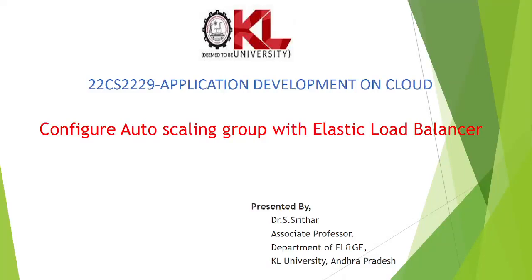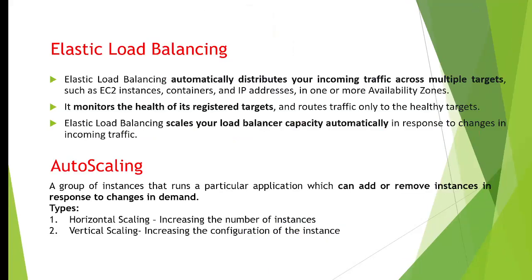Good evening. In this session, I'm going to show you how to configure an auto scaling group with an elastic load balancer. Before we go into the actual practical, I'd like to tell you what is meant by elastic load balancing. Elastic load balancing will automatically distribute your incoming traffic across multiple targets such as EC2 instances. Whenever the traffic is heavy, the traffic will be distributed equally to all the available target machines.